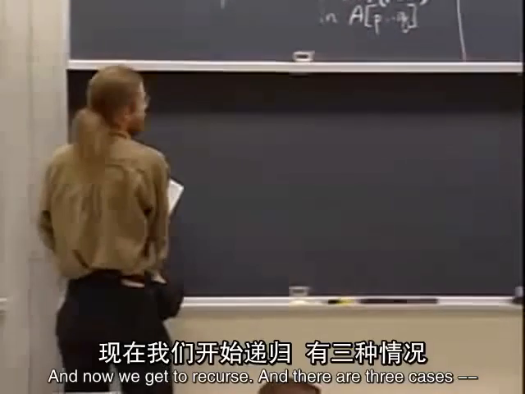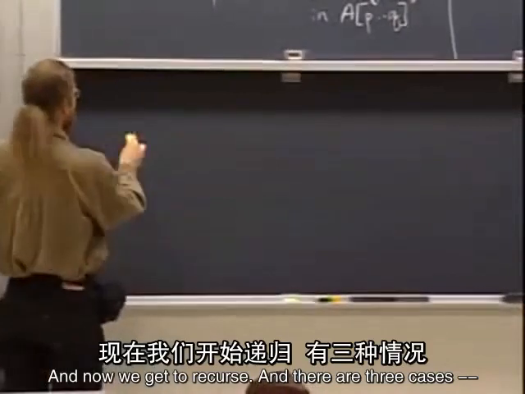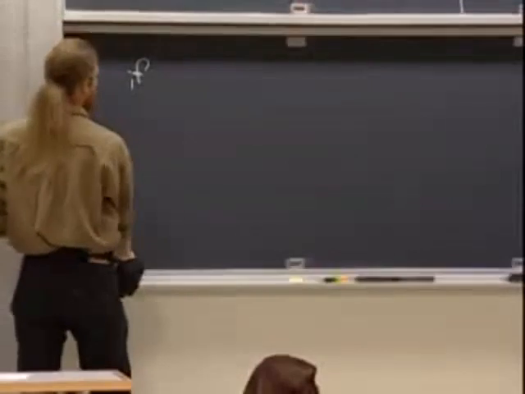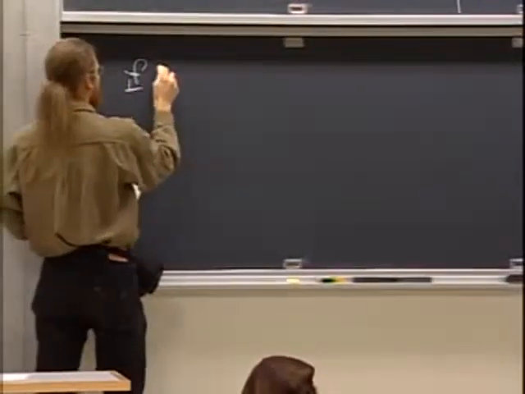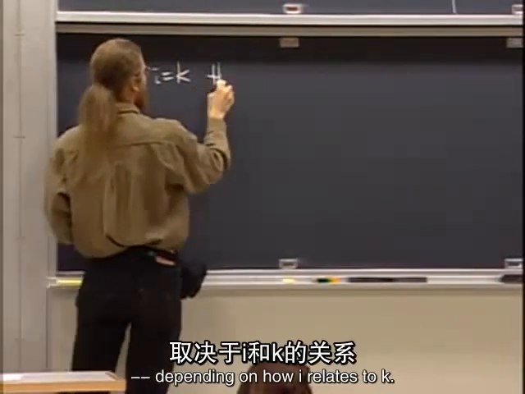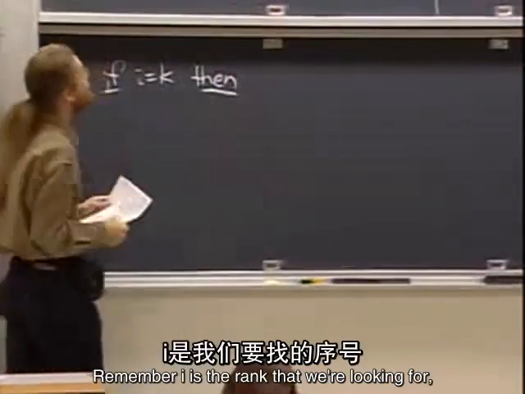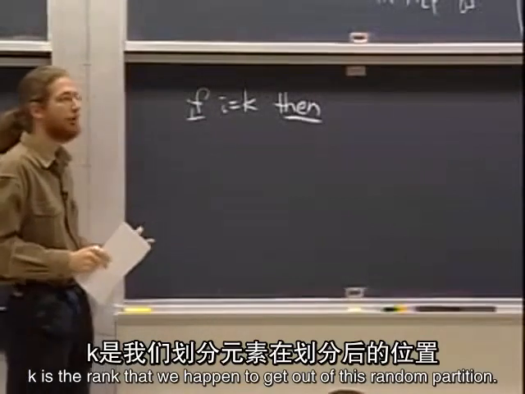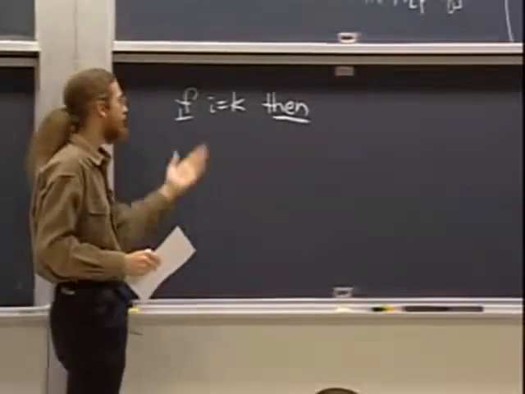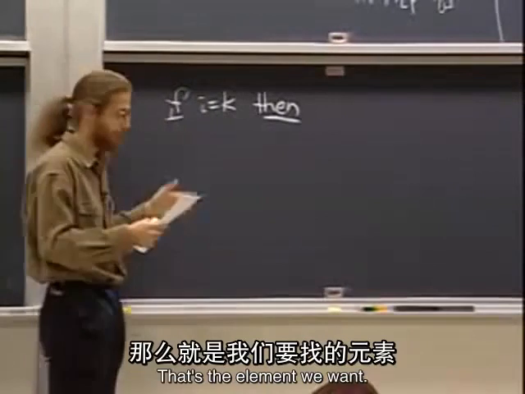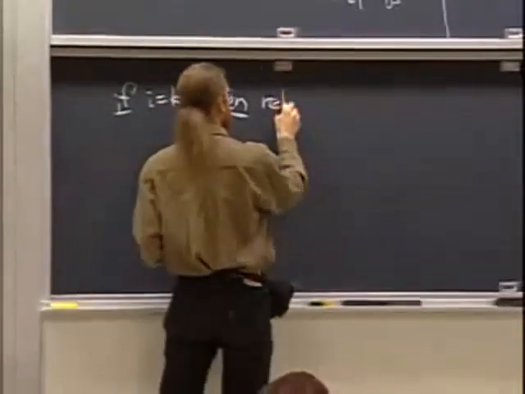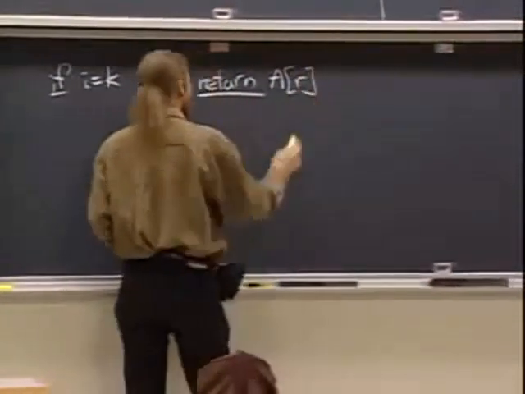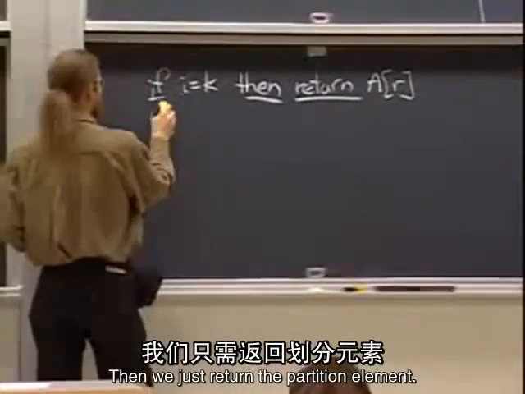Okay, and now we get to recurse. And there are 3 cases, depending on how I relates to K. Remember, I is the rank that we're looking for. K is the rank that we happen to get out of this random partition. We don't have much control over K. But if we're lucky, I equals K, that's the element we want. So then we just return the partition element.